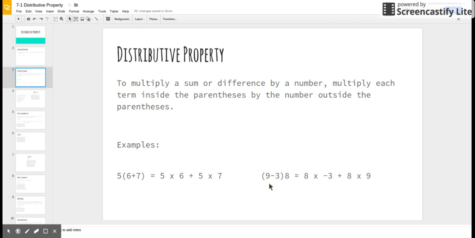Same thing here. You could do 8 times negative 3, which is a minus 3, and then you could do 8 times 9. These two expressions are equivalent as well.